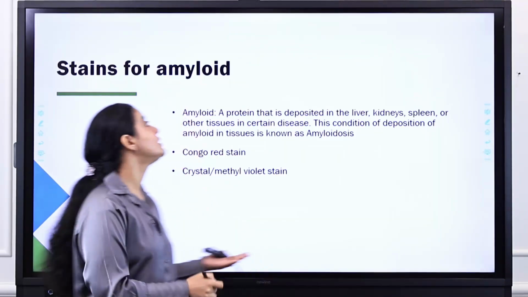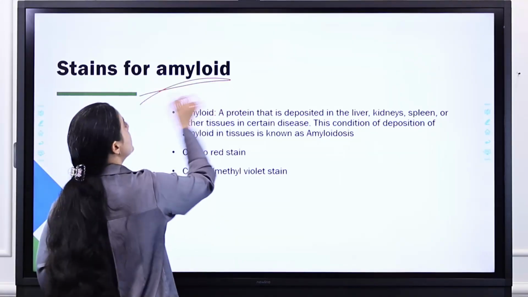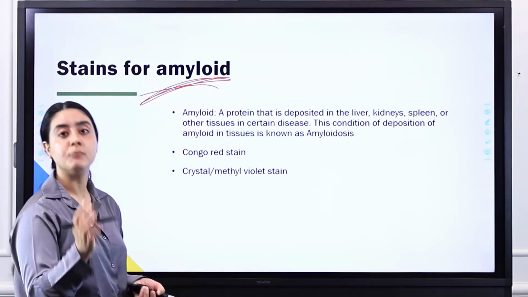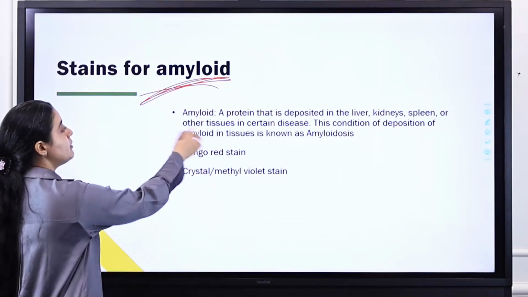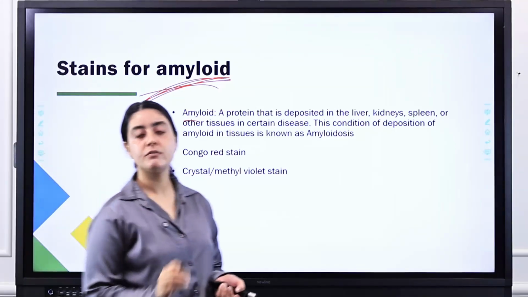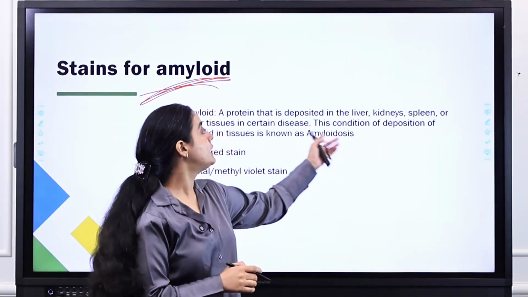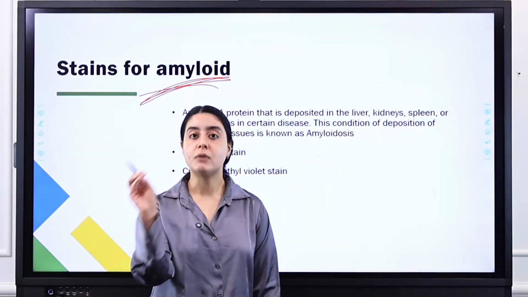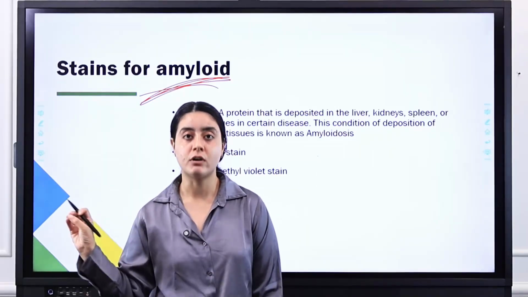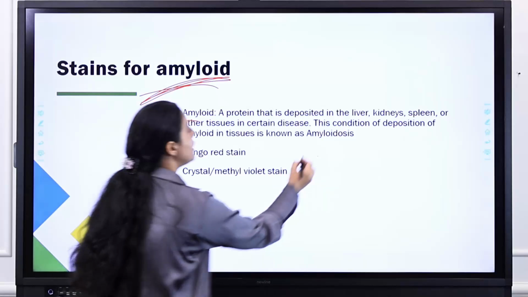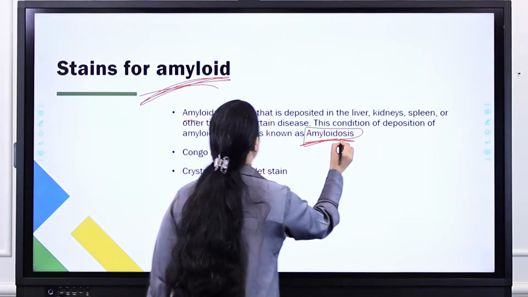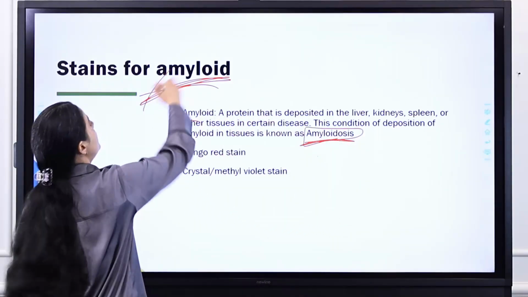Now let's continue with the stains for amyloid. Now we have a different category, amyloid. So what is amyloid? Amyloid is a protein which is deposited in our organs, like kidney, liver, spleen. When it is deposited in our different organs, there is a condition known as amyloidosis. So for that we use stains for amyloids.